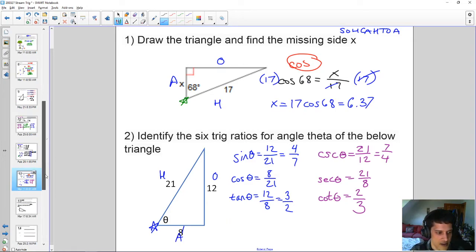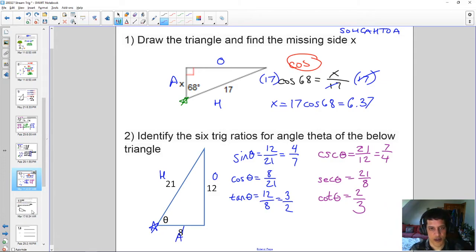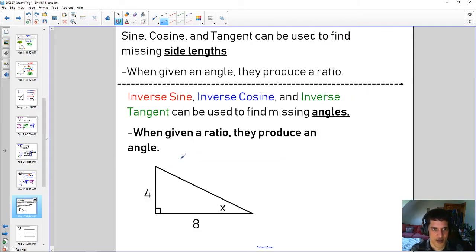And the last thing we're going to cover today is how we find missing angles in a triangle using our trigonometric ratios. At this point we know what the 6 ratios are, and we know how to find a missing side. There's another thing we can do with these trigonometry ratios, which is find the inverse of them. There's a difference between inverse and reciprocal. Reciprocal is when we take the ratio and we flip it upside down.